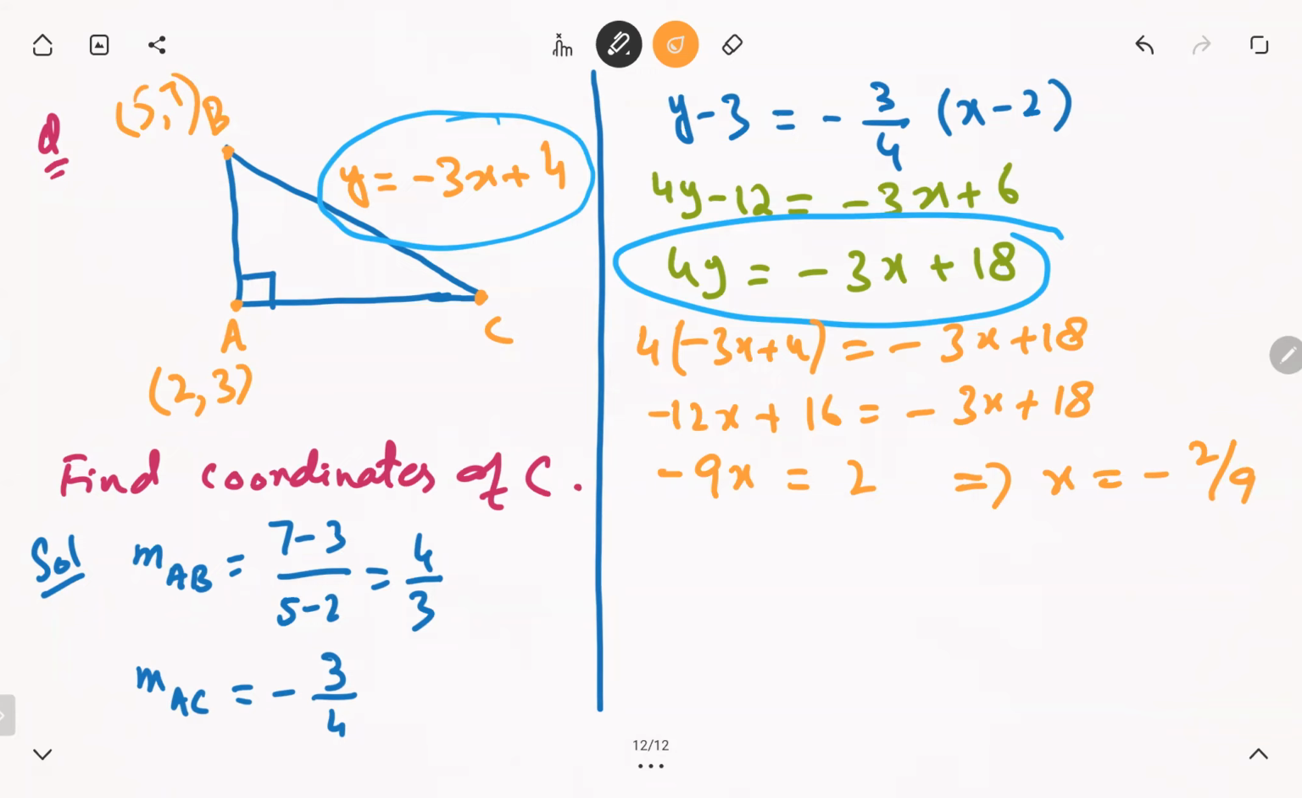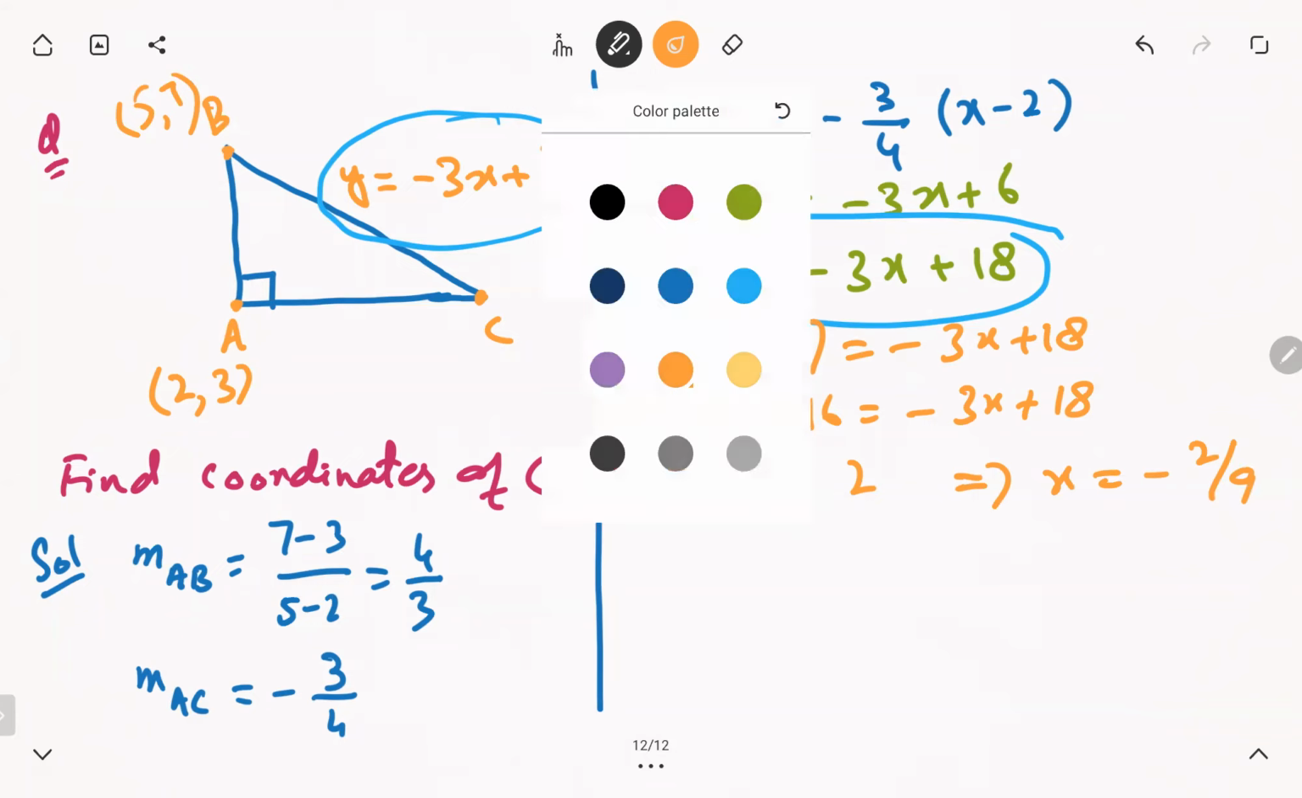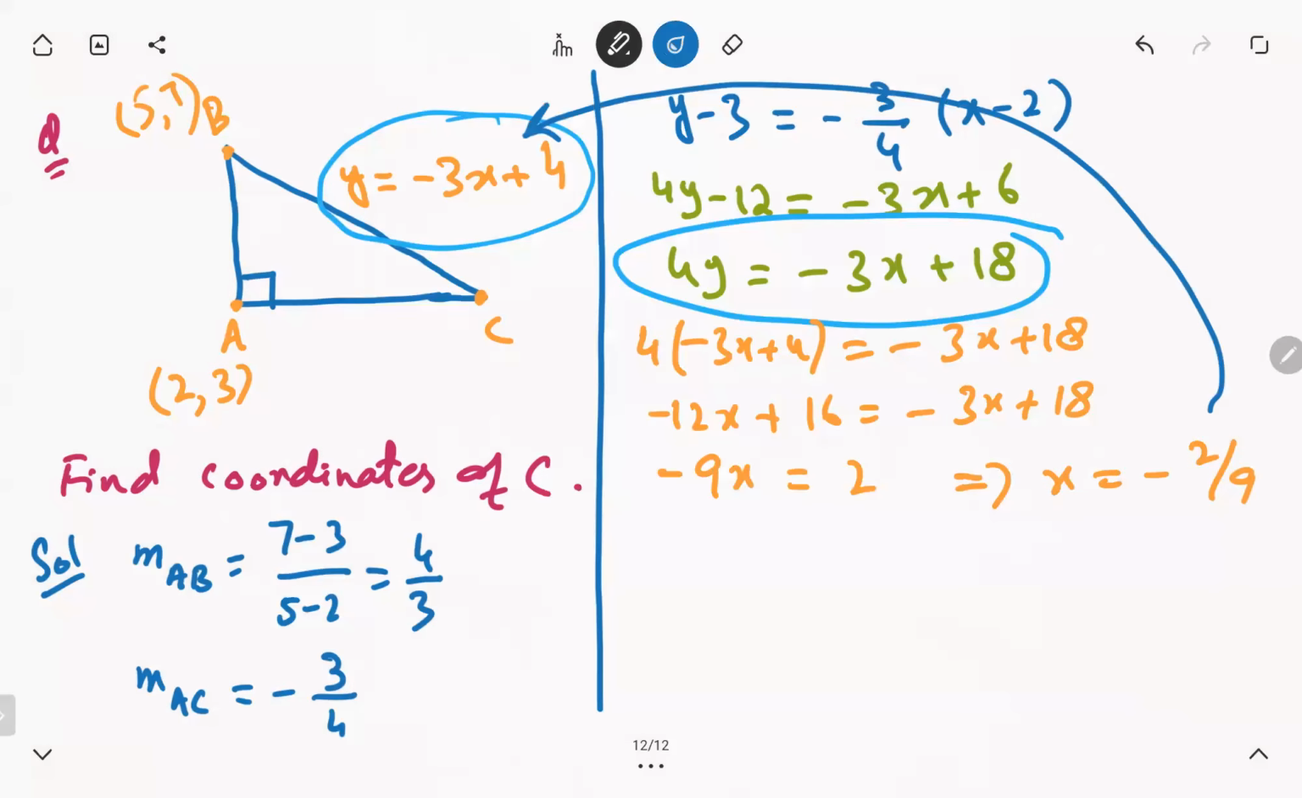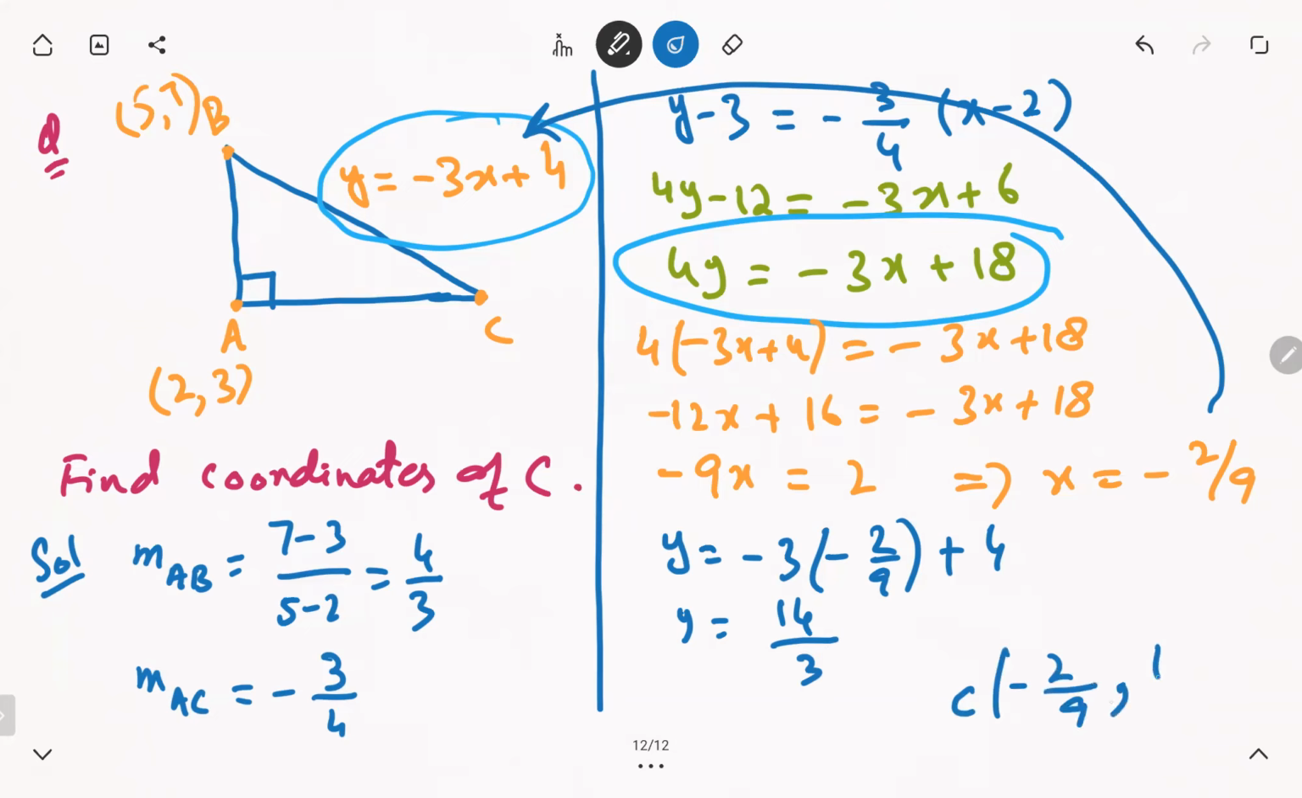So now put this value of x in any of the above equations. You will get the y coordinate: minus 3 times minus 2 by 9 plus 4, which is 3 and 3 cancelled, so 2 by 3. So 2 by 3 plus 4 is 14 by 3. So the coordinates of C are: x coordinate is minus 2 by 9, y coordinate is 14 by 3.